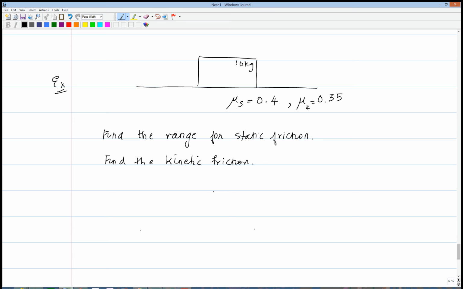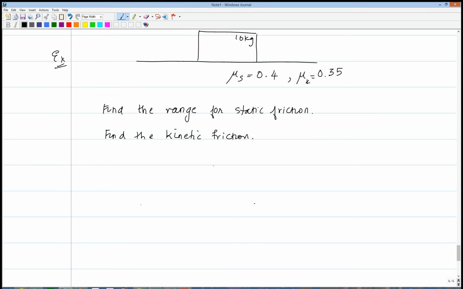Okay, in this video we've been given a 10 kg block and it rests on some surface, and you've been given the coefficient of static friction, which is 0.4, and the coefficient of kinetic friction, which is 0.35. The question is find the range for the static friction and also find the kinetic friction.